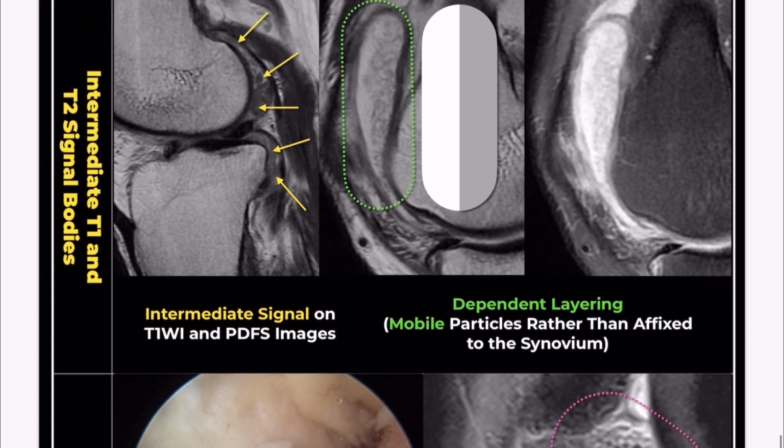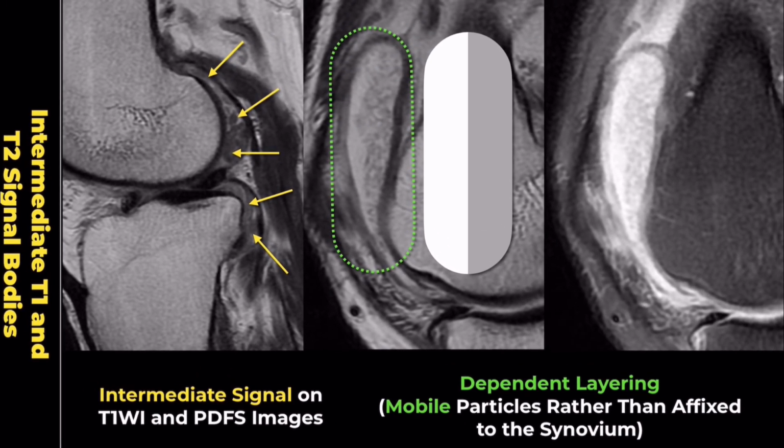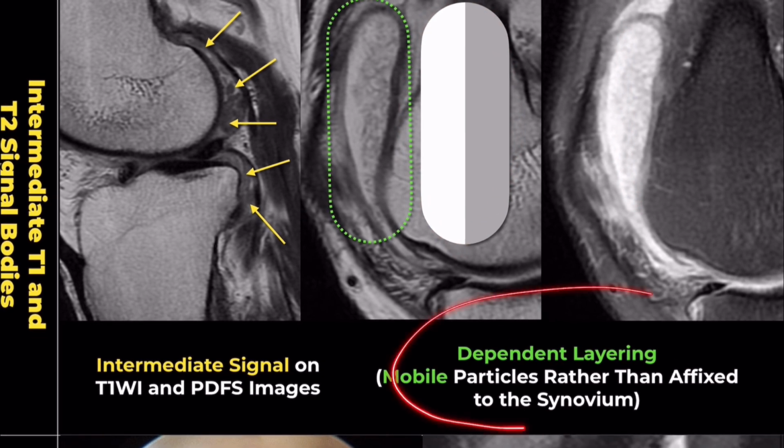When we examine the sagittal image, we can see a dependent layering pattern. This characteristic indicates that these particles are mobile rather than fixed to the synovium.